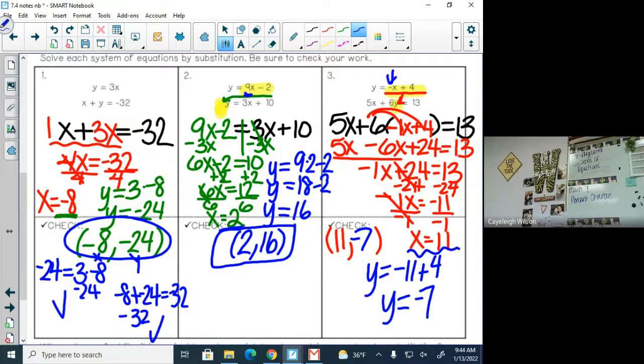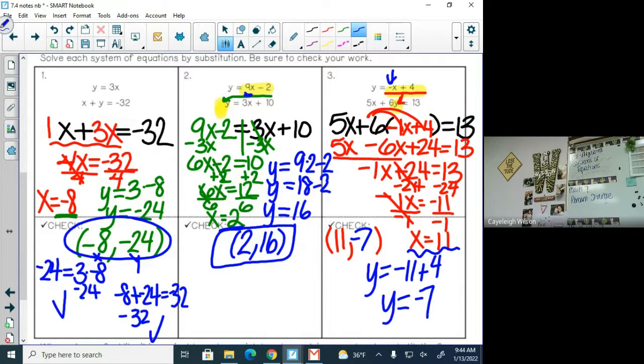So I want everybody to listen. This is good practice for you. So I'm gonna plug 11 in for x. So what's 5 times 11? 55. What's 6 times negative 7? Negative 42. So what's 55 plus negative 42? 13. So I know that this is the right answer.